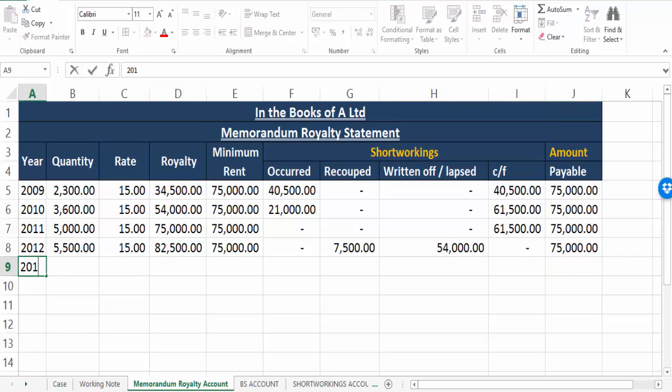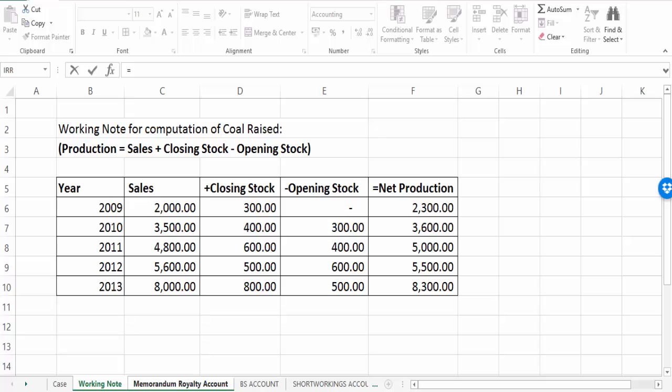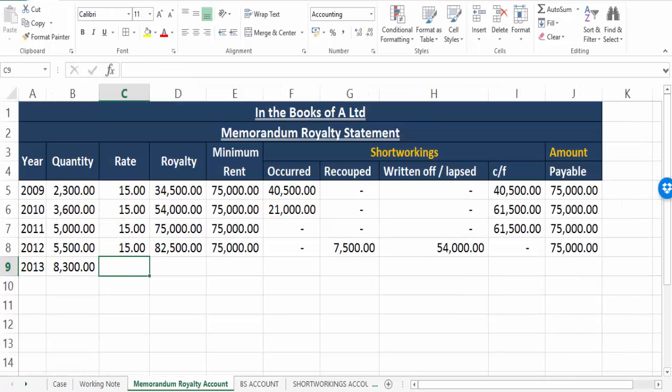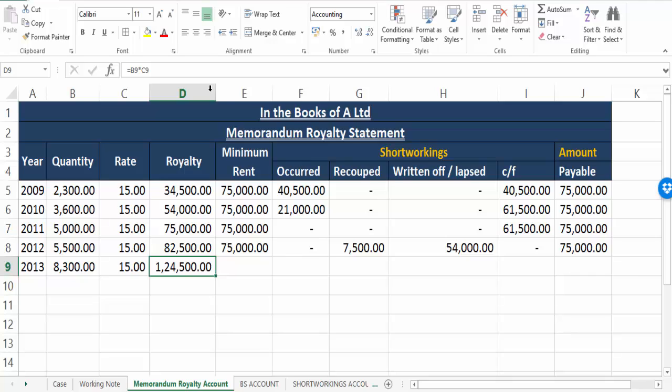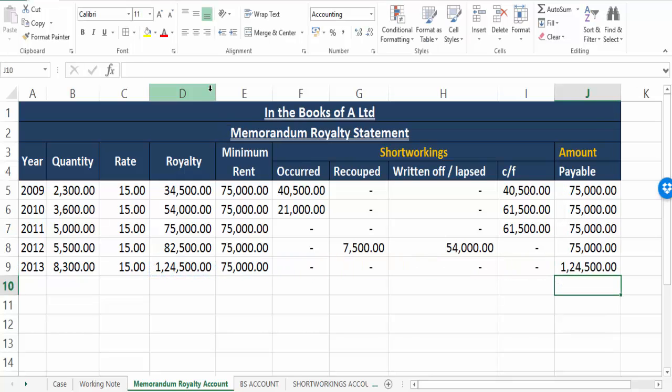Then next year 2013, what is the quantity? It is 8,300 and the rate is 15. So the royalty, 8,300 into 15, is 1,24,500, and the minimum royalty is 75,000. So do we have any short working? No, what we have is excess, so that cannot be captured in this table. We don't have any short working, any recoupment, no write-off, so nothing can be carried forward. So what is the royalty that is payable now? Whichever is higher. So 1,24,500 has to be paid. Okay, so that's about the memorandum royalty.